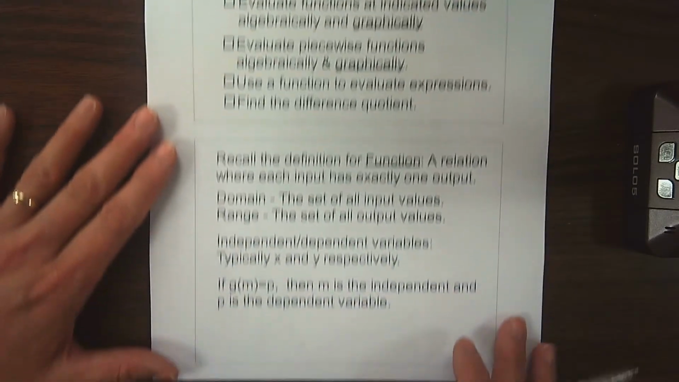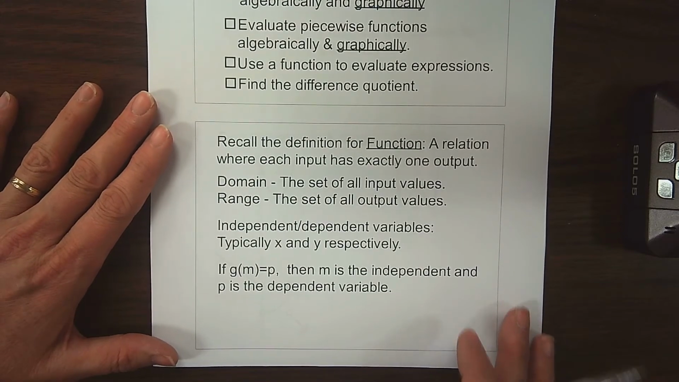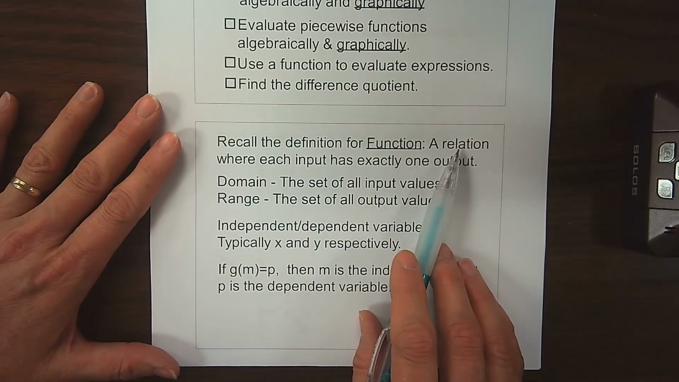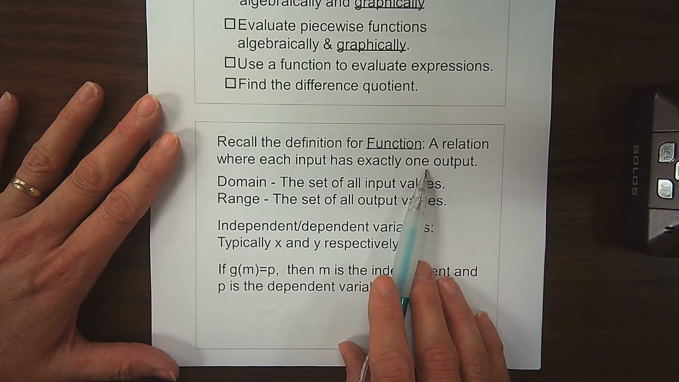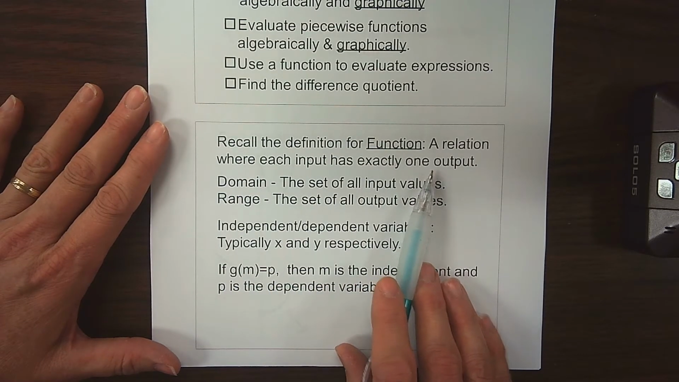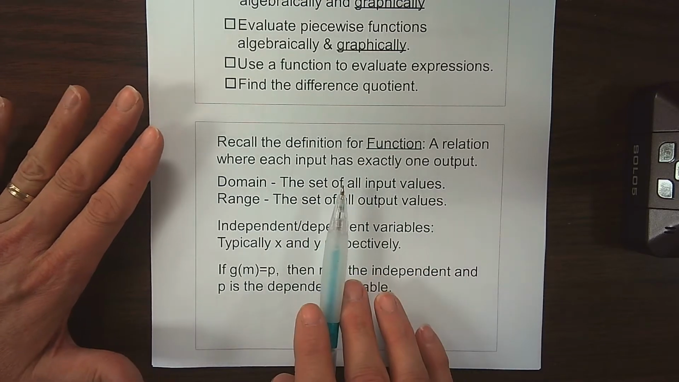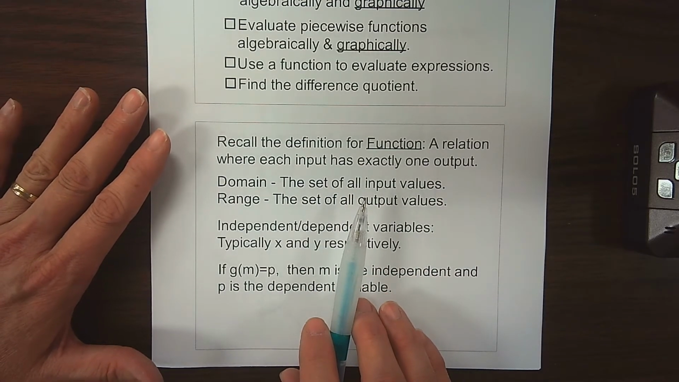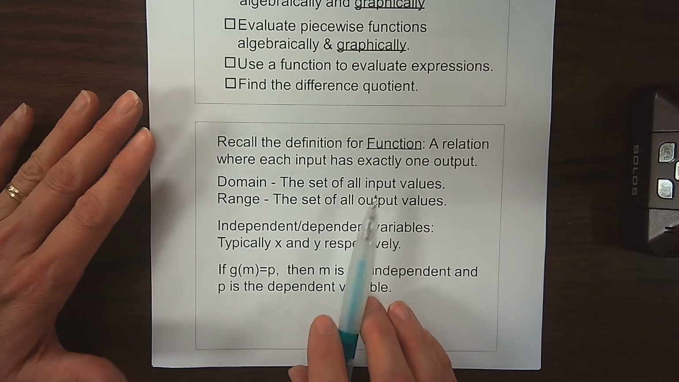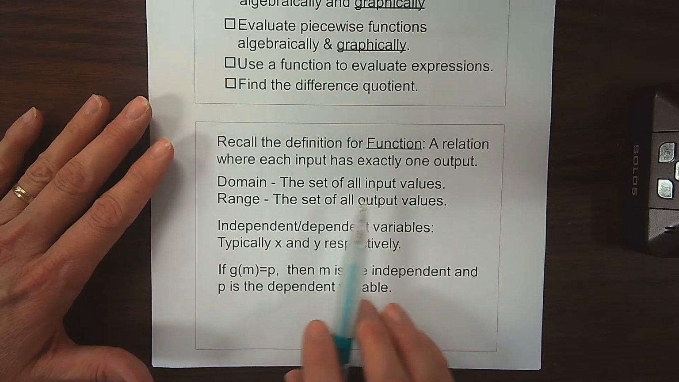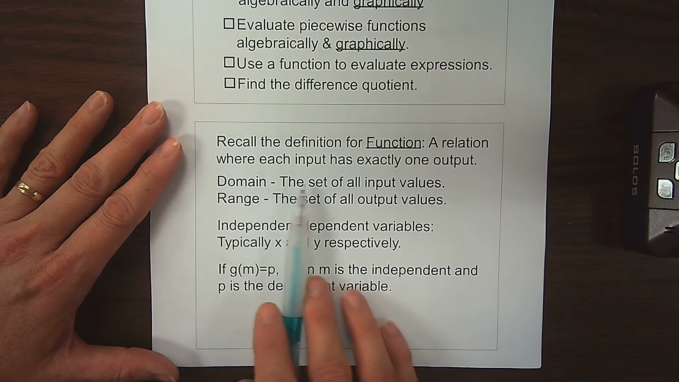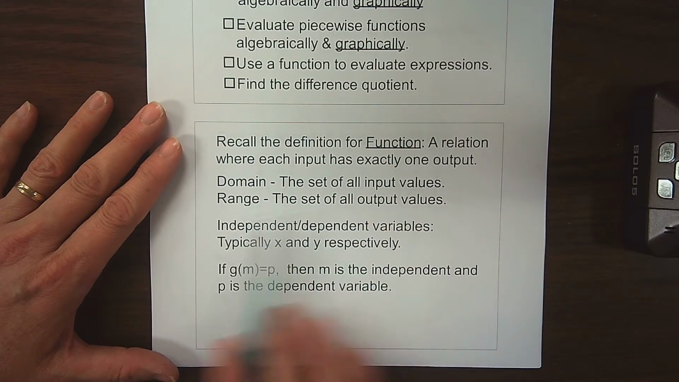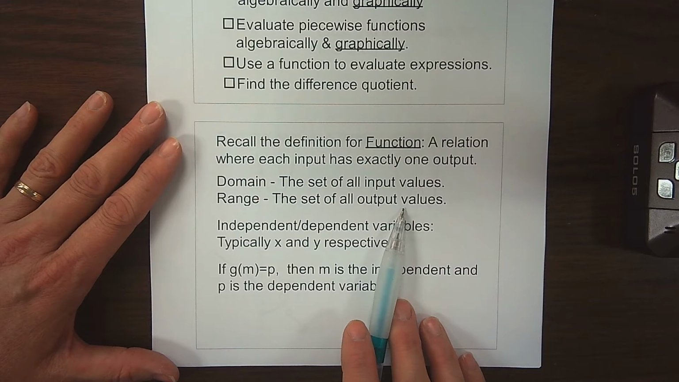All right, so let's start out here by taking a look at the definition of function. So remember that a relation where each input has exactly one output is the definition for function. Many of the things we're going to do here will feel like review, but it is pre-calculus, so sometimes we'll be extending what we know a bit. All right, our domain is the set of all input values, and our range the set of all outputs.